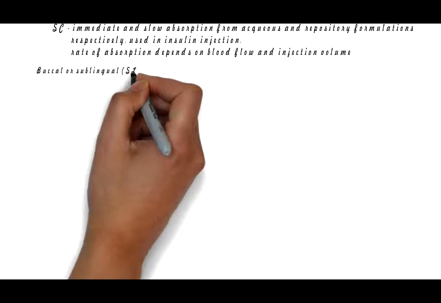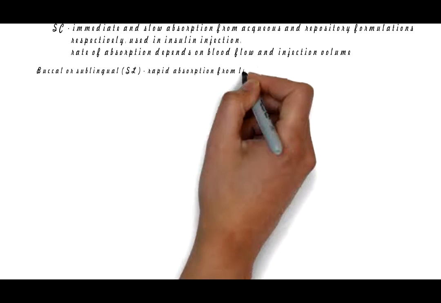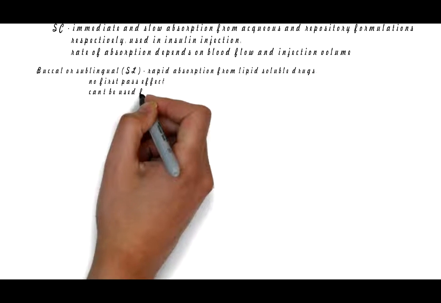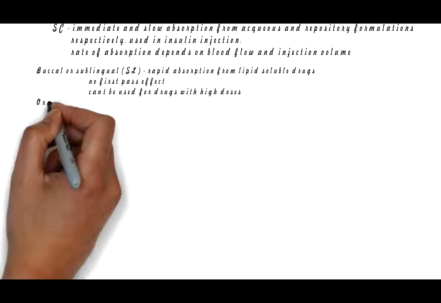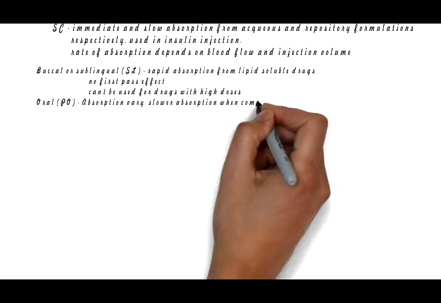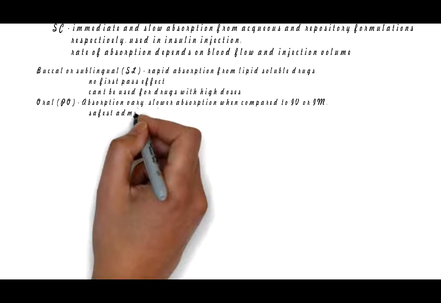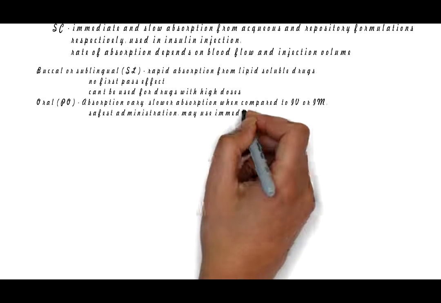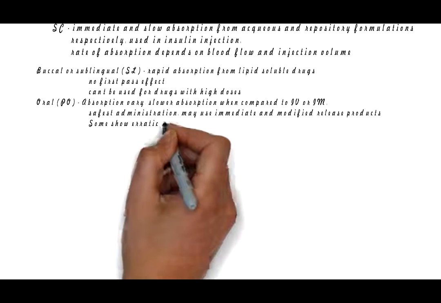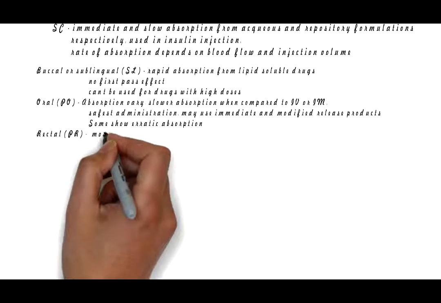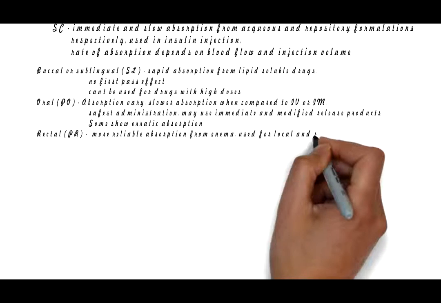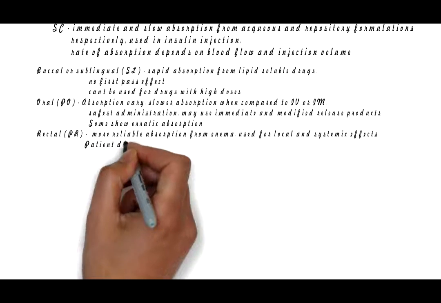There are a few more methods of administration. The other one is the buccal or sublingual method. Here there is rapid absorption of lipid soluble drugs, and there is no first pass effect because the drug is put under the tongue, and the drug doesn't pass into the stomach, so there is a bypassing of the enterohepatic circulation, and there is no first pass effect. The drug metabolism can be reduced, and the parent drug can be directly taken into the blood.